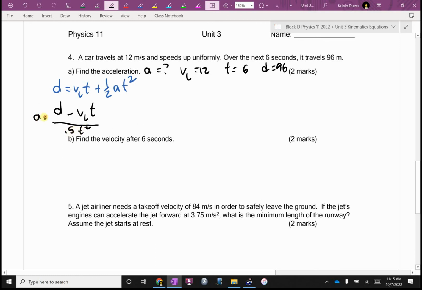That equals A. You know what? I might be able to do this in my head. 96 minus 12 times 6, divided by 0.5 times 6 squared, because 96 take away 72 is 24, divided by 0.5. It's going to be 48 over 36, which is the same as 4 over 3. Is it 1.33333? 1.3 repeating? Yes. Yeah?